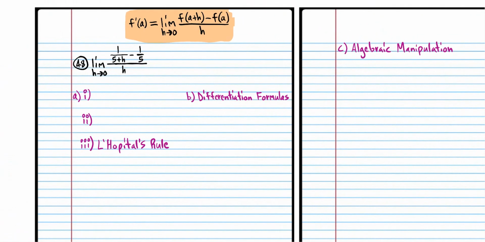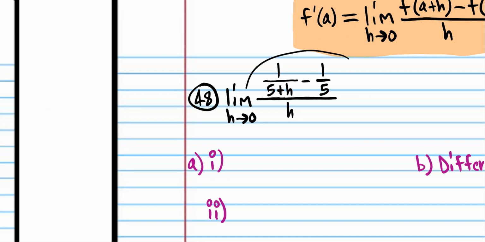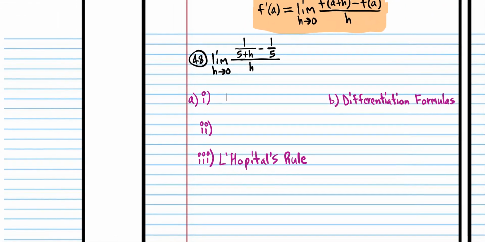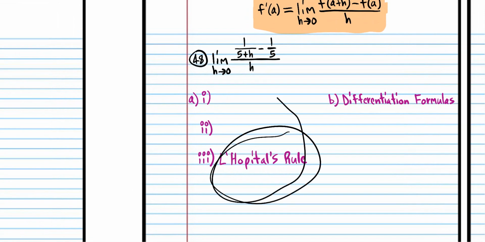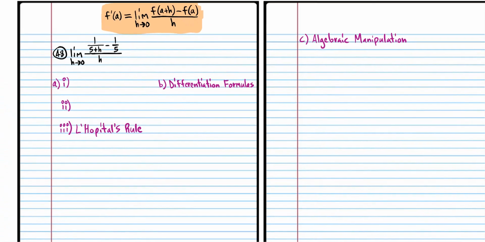So try number 48. When you use the method of algebraic manipulation, you're going to have to simplify this complex fraction, and you may come across some roadblocks, some problems there, but see what you can do. When you use L'Hopital's rule and you find the derivative of this, it may be best for you to change that expression to 5 plus h to the negative 1 power, or you can use the quotient rule. So try this problem, and when you come back, we'll do it together.